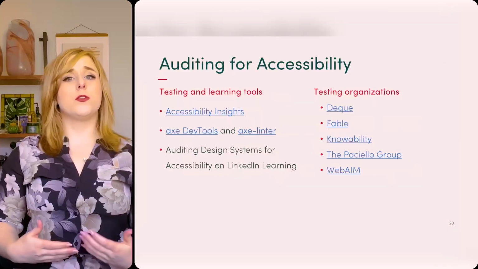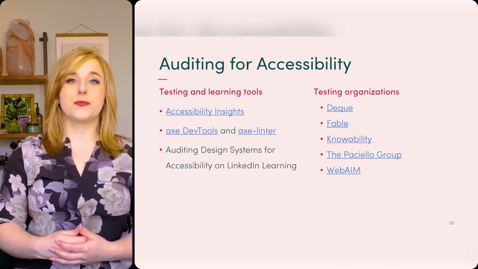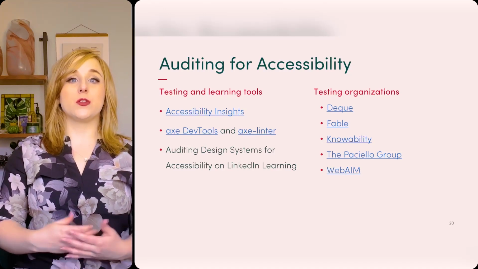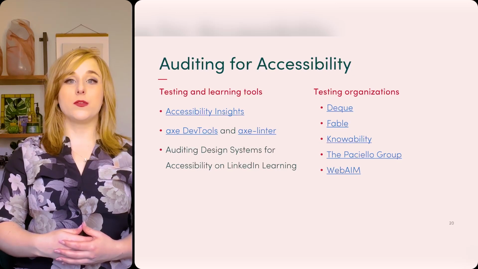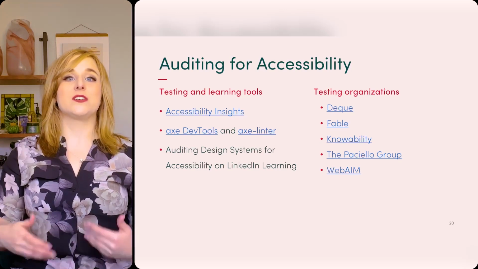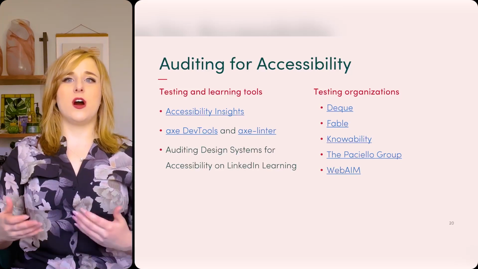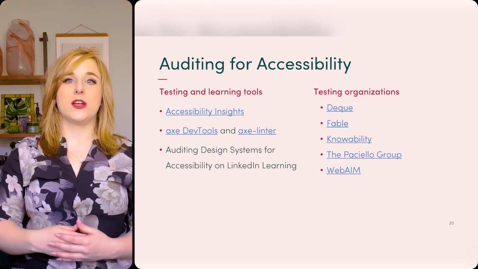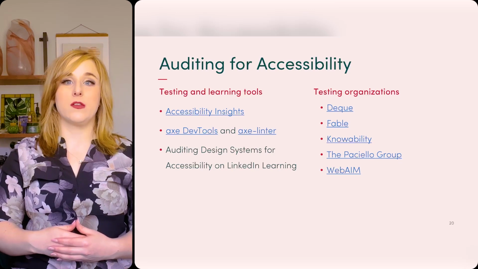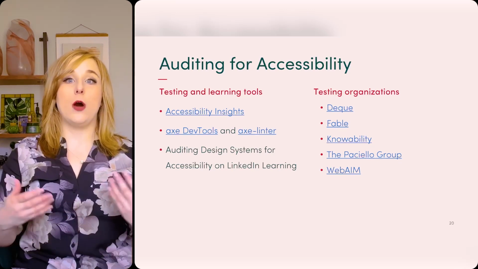There are a few different ways organizations might choose to handle evaluation. Some teams might choose to learn how to conduct audits themselves. Others might have enough resources to hire teams to conduct audits for them. And if you're looking to learn how to conduct an audit yourself, check out my LinkedIn Learning on Auditing Design Systems for Accessibility, which talks about how running an audit in depth can help your team.